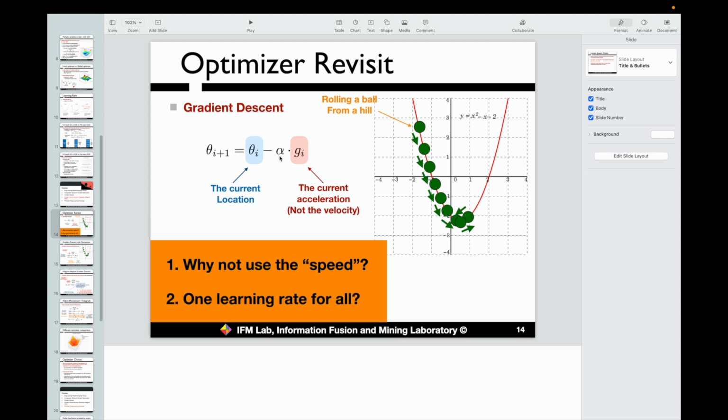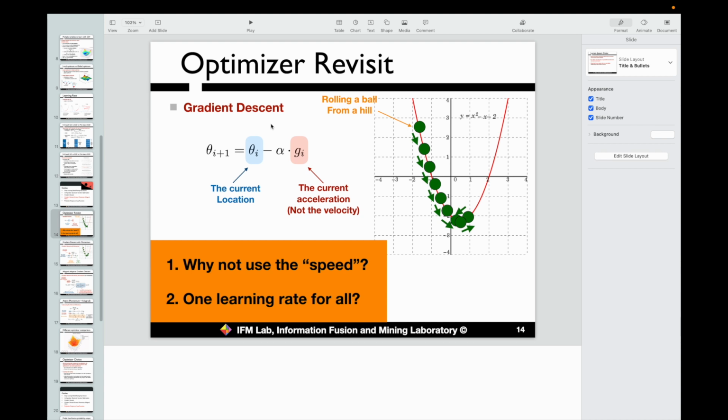Then how about this alpha? This alpha is more like a time gap, or the unit time for the ball to move forward. If alpha is a very large number, it denotes a very large time gap or time unit. It allows the ball to move for more time, so it will be a larger step. If alpha is very small, it denotes a very small time unit or time gap, and the ball moves only a little. So we are updating the variable according to this formula.